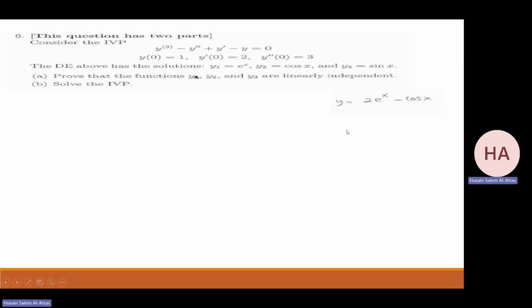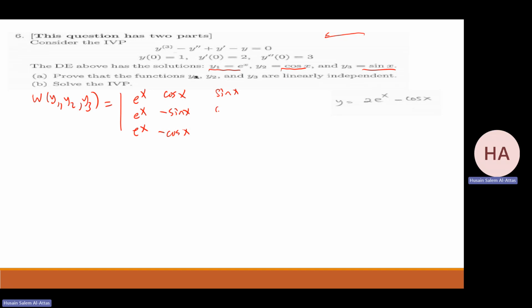Let me do more. As two parts, consider this initial value problem. He gave me the solution, e^x cosine, sine. Prove that the functions are linearly independent. This is the first thing. He wants me to prove they are linearly independent. So I need the Wronskian of y1, y2, y3. I need e^x, e^x, e^x, cosine x, minus sine x, minus cosine x, sine x, cosine x, minus sine x.